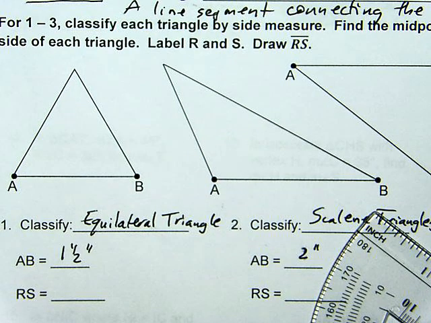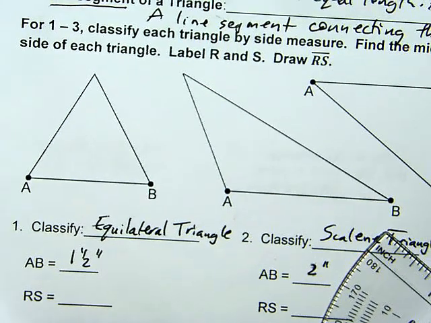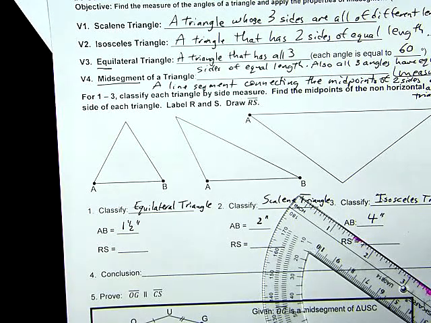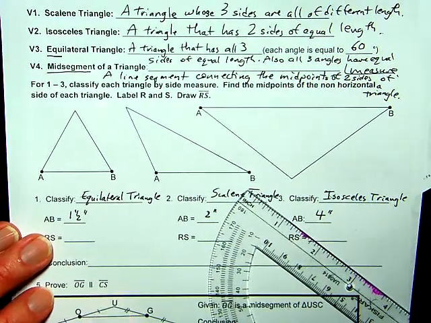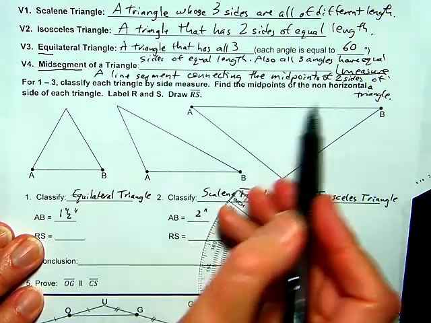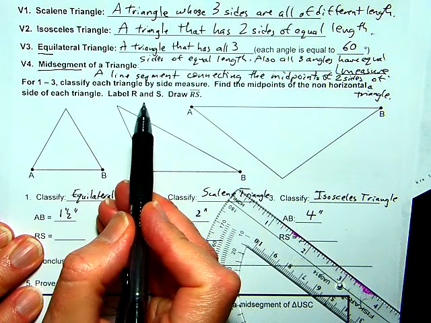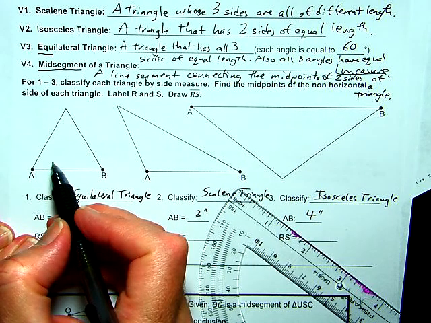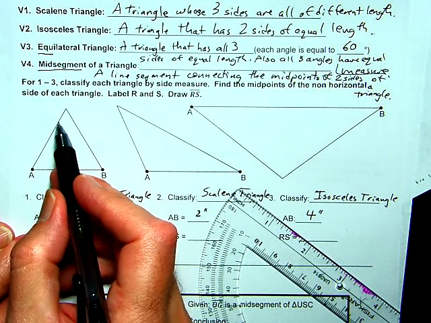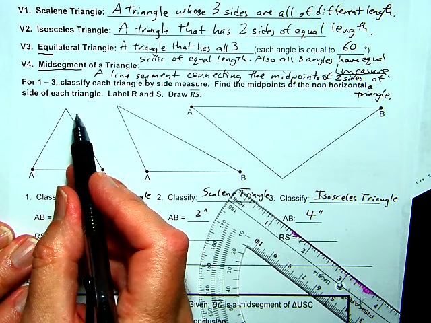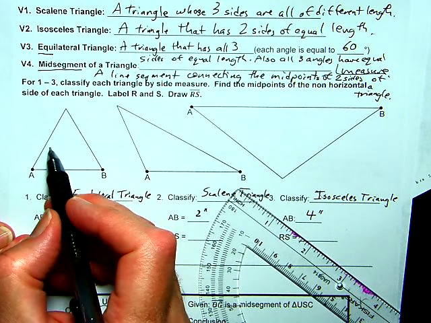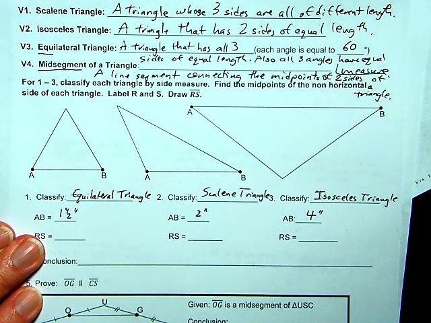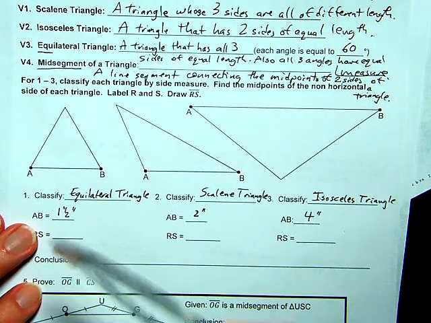Now for the second part of 1 through 3, we are supposed to find the midpoints of the non-horizontal sides, label them R and S, and then draw RS. So for example, in this equilateral triangle, we've got to look at the non-horizontal sides, the left side and the right side, label each of the midpoints, and then connect the midpoints with a line segment and call it line segment RS. So let's do that.